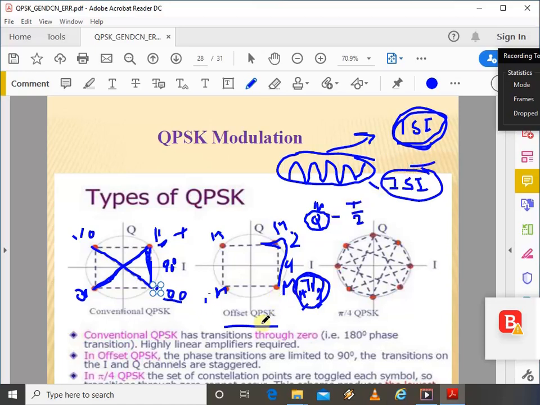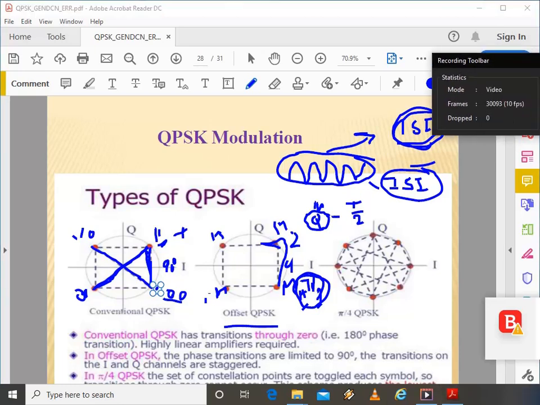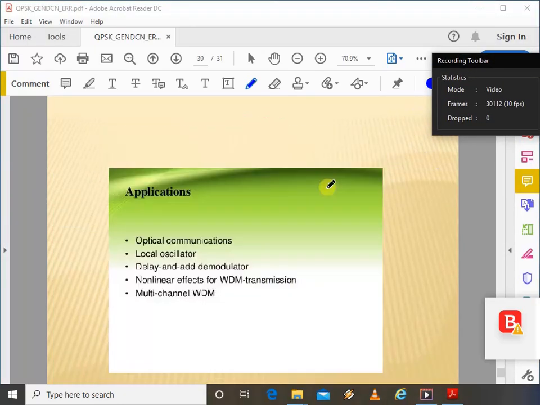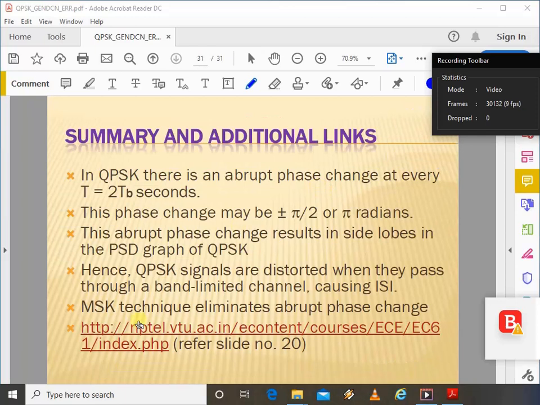That is called offset QPSK. You can refer to the NPTEL link I have given here, exactly slide number 20, where they explain the operation of QPSK along with the waveforms and all.